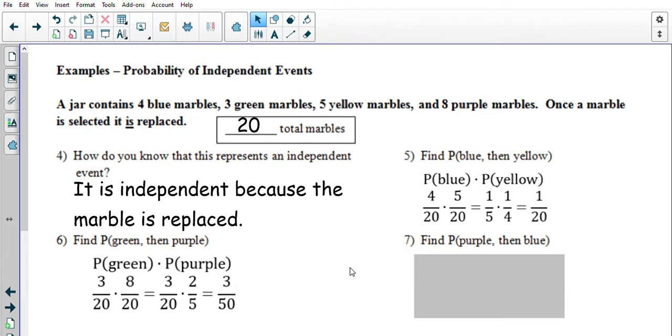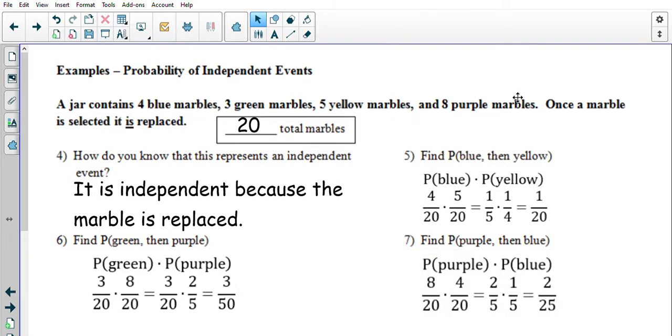Number 7, find the probability of purple then blue. So multiply the probability of purple, which is 8/20, by the probability of blue, which is 4/20. They both reduce to 2/5 and 1/5 respectively. Multiply across and you get 2/25.